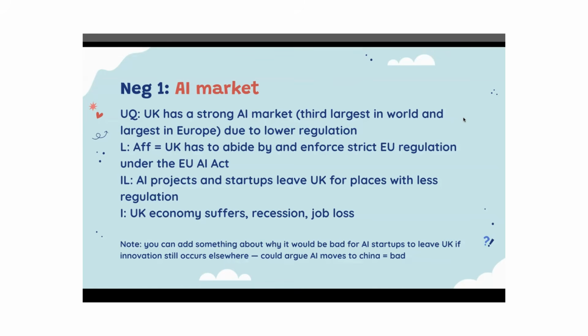The link is that under affirming, the UK has to abide by and enforce strict EU regulations under the EU AI Act specifically. So that means the regulations are more harmful towards innovation. So these UK companies can't innovate as well. For the internal link, it's just AI projects and startups will likely leave the UK for places with less regulation because they see it as more beneficial. They don't need to go through things like compliance costs or regulatory frameworks as much. There's a bunch of different impacts you can run, both lay and tech ones.